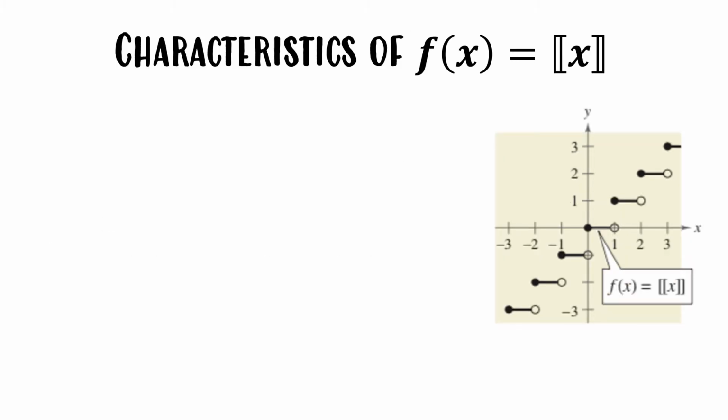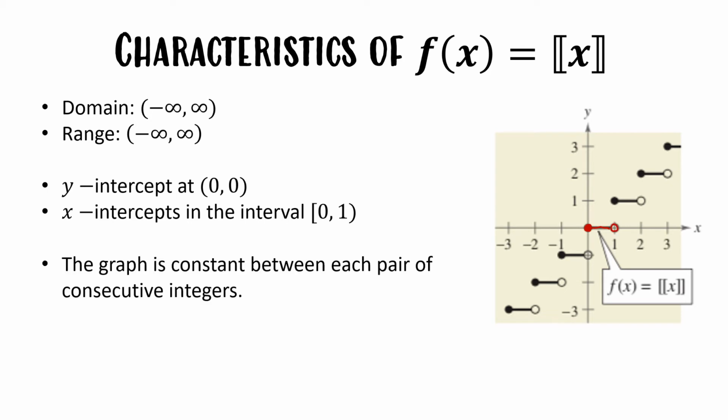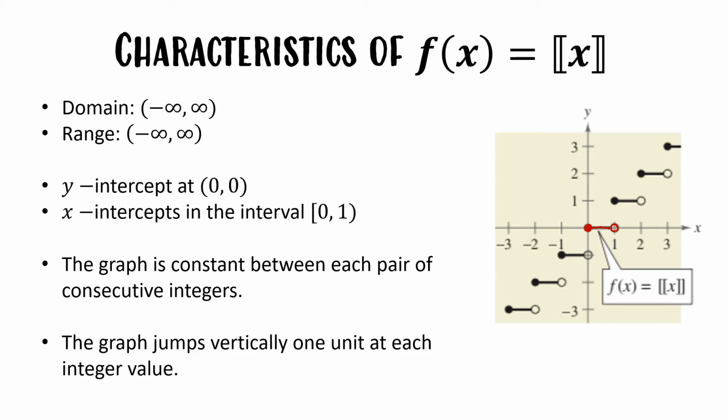So let's talk about some characteristics of the greatest integer function. The domain of this function is from negative infinity to positive infinity, or all real numbers. The range is also from negative infinity to positive infinity, or all real numbers. This function has a y-intercept at (0, 0), and has x-intercepts in the interval from 0 included up until 1 not included. The graph is constant between each pair of consecutive integers, and the graph jumps vertically 1 unit at each integer value.